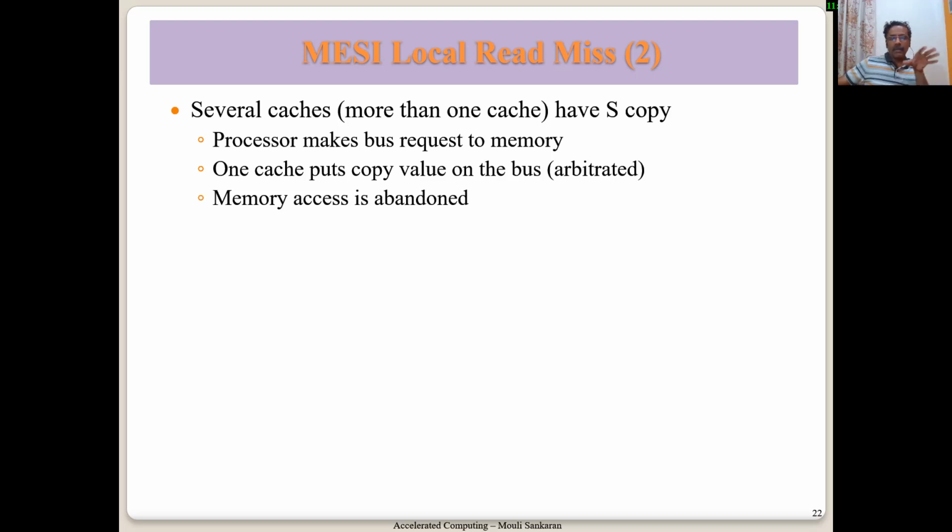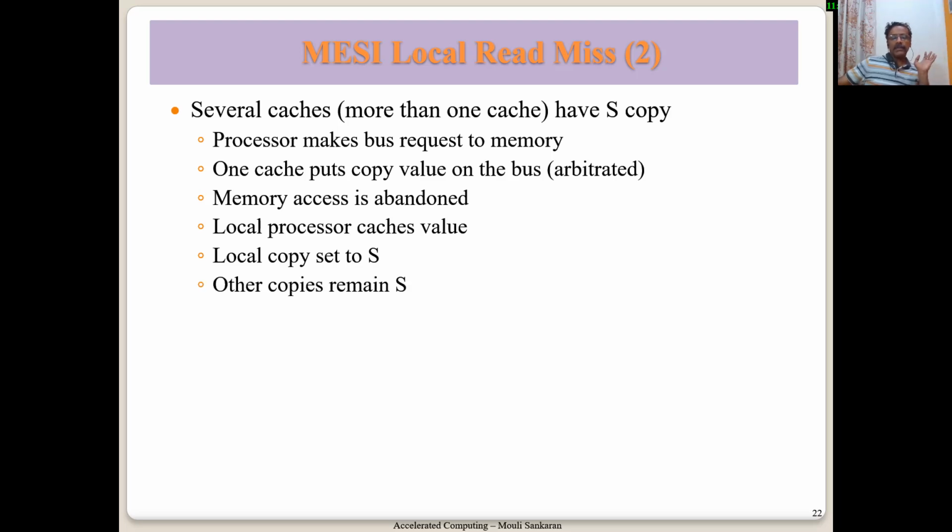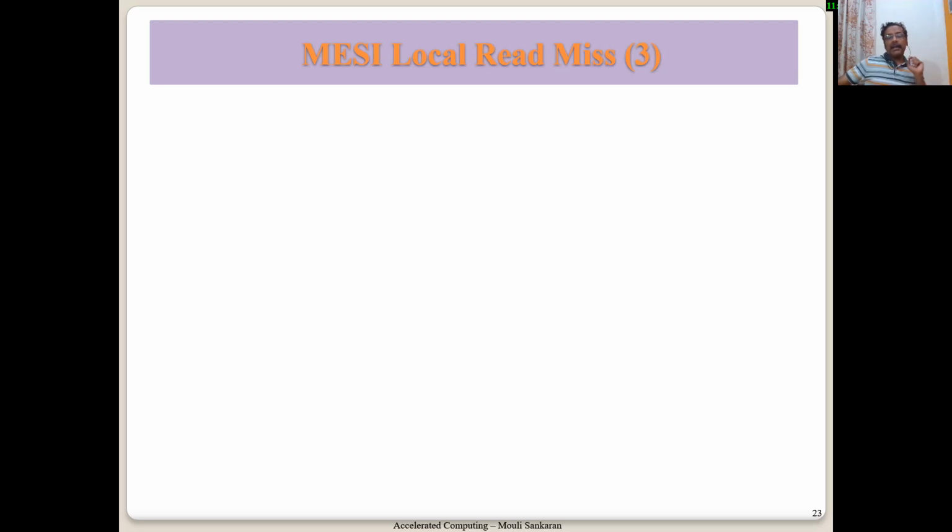One of the caches, no arbitration will happen, and they will give you memory access is abandoned, and the local process cache's value, and all of them will be in local copy is S copy. Others, there is no state change in others because they are already in shared copy. You make one more shared copy. So copies remain yes.